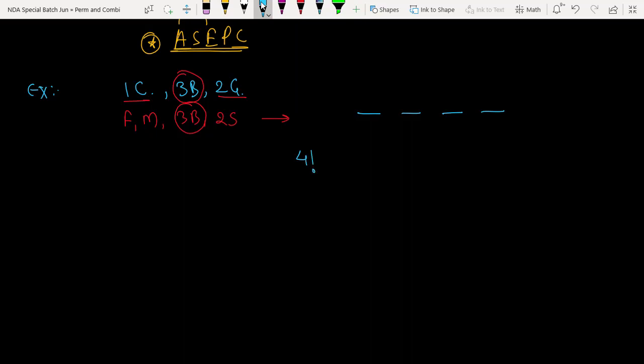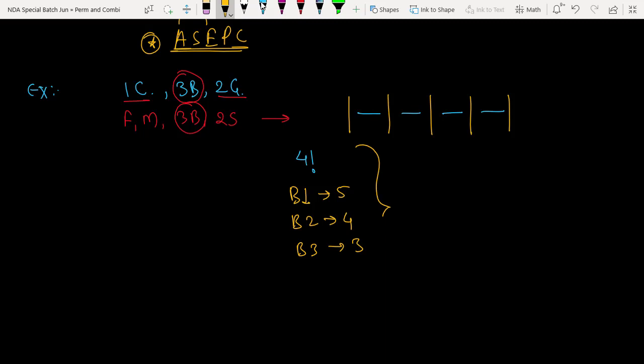Now because of these four, how many vacant places have you created? It can be here, here, here, here and here. So these are the 5 vacant places you have created now. Now tell me, when the first brother comes, how many options does he have? 5 options. How many options does the second brother have? 4. How many does the third brother have? 3. So what is your total answer? 4 factorial into 5 into 4 into 3. This is my total answer.